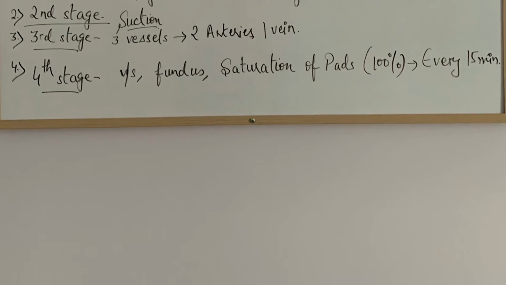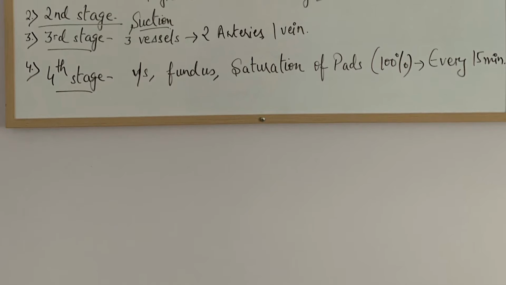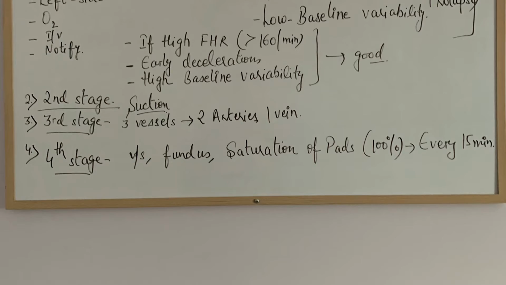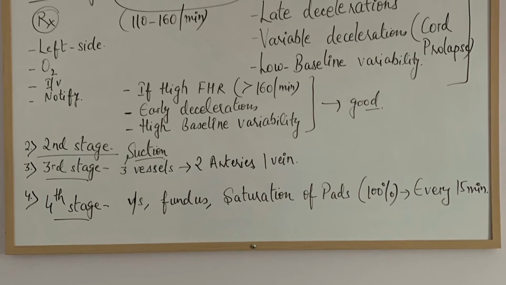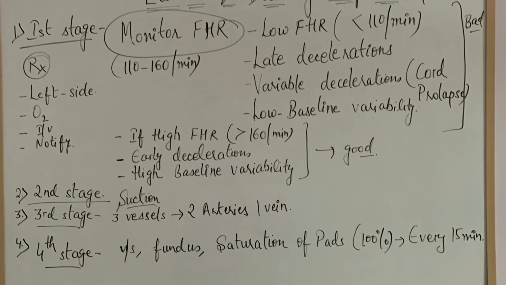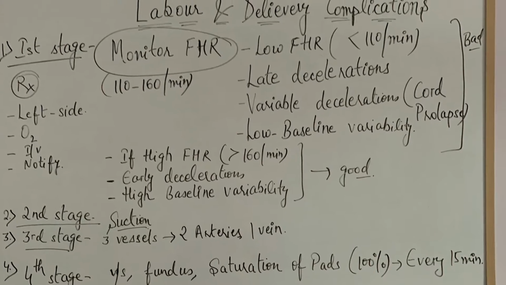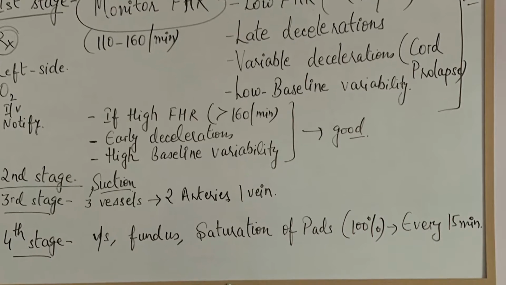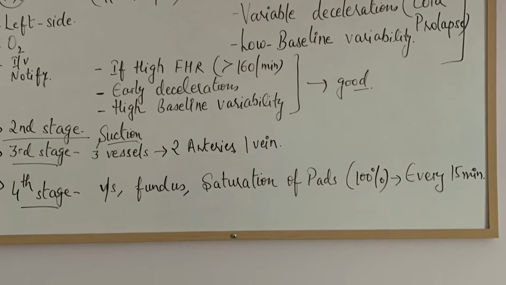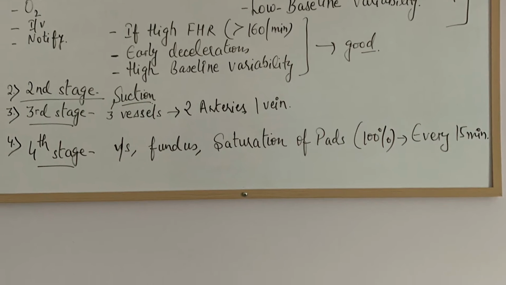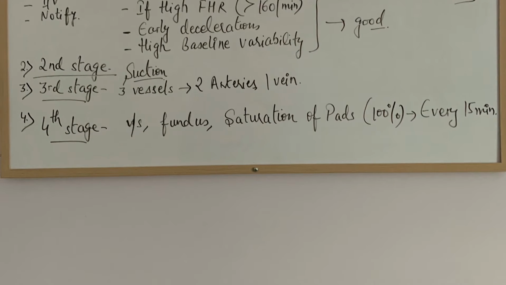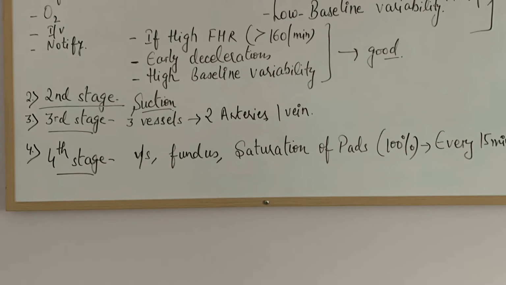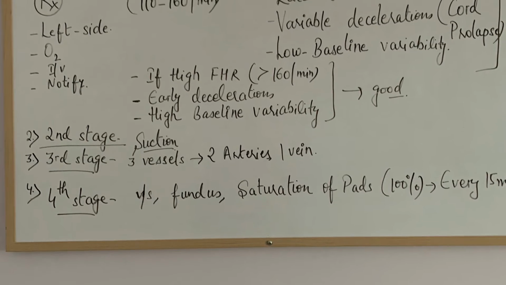The third thing is variable deceleration. Variable deceleration is also not good. It means that there is cord prolapse, you can also say prolapsed cord. And the fourth one is low baseline variability. Now, what is low baseline variability? Low baseline variability is when the fetal heart rate stays the same and doesn't change with the contraction.